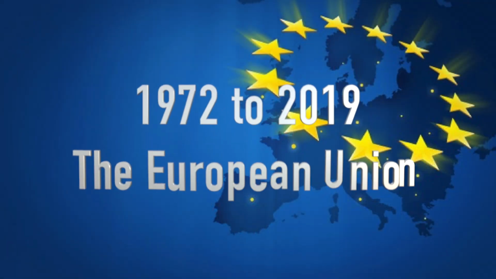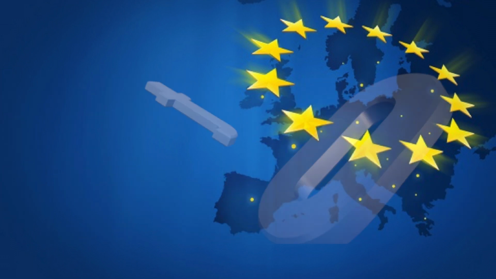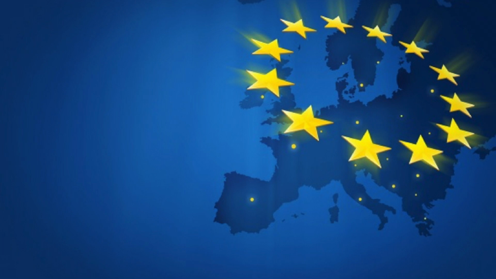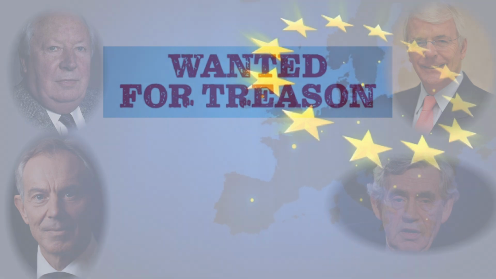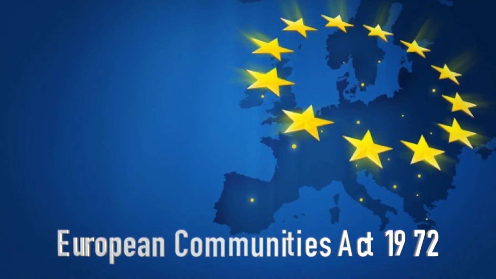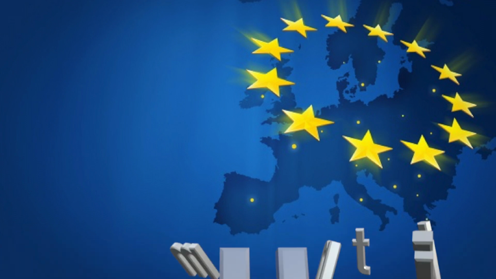Between 1972 and 2019, successive UK parliaments voted incrementally to cede British sovereignty to the European Union, formerly the Common Market, in various treaties and statutes, without the consent or knowledge of the British people, which is tantamount to high treason. The first and predominant of those statutes was the European Communities Act 1972.